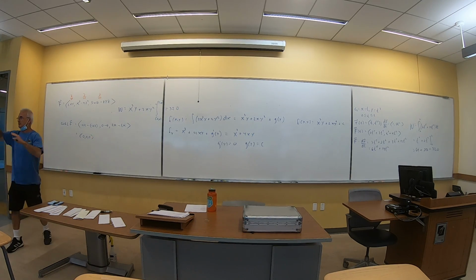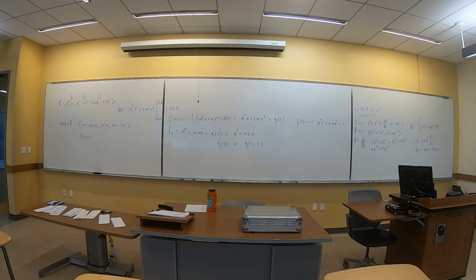Crowd goes wild, right? Confetti everywhere, dancing in the streets. I got the 0 vector. What does that mean? That means F is conservative. So your conclusion right here is F is conservative.